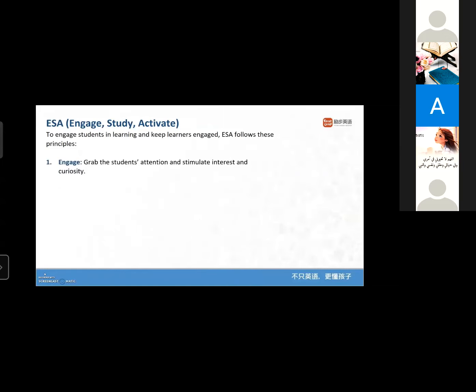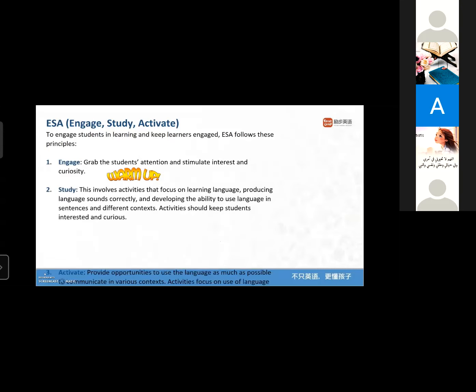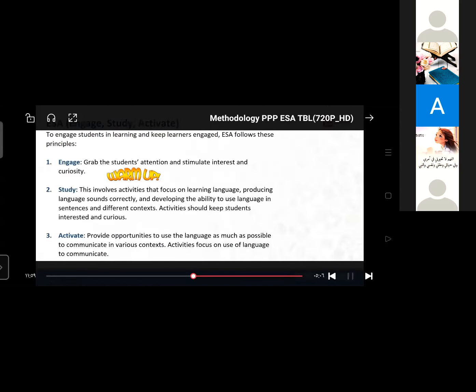First, the goal is to engage the students, get them interested. Next, students need to study the topic, learn it, and practice it. And third, the students activate their learning by continuing to practice.